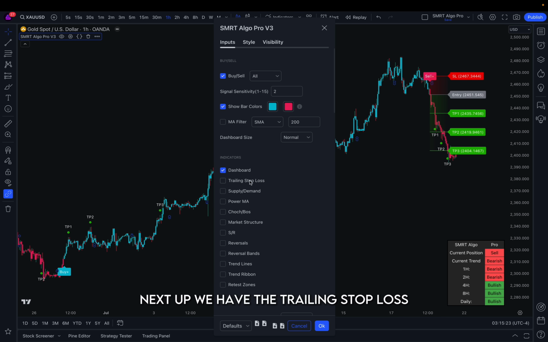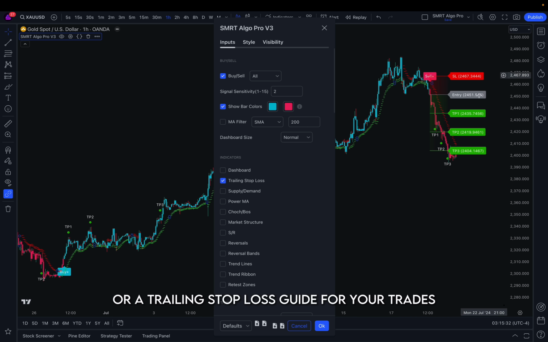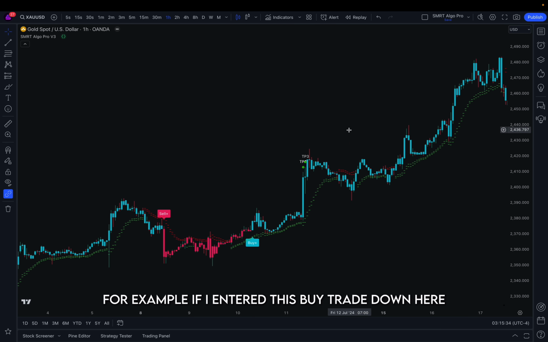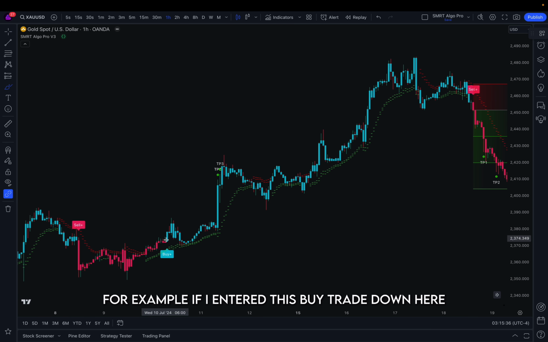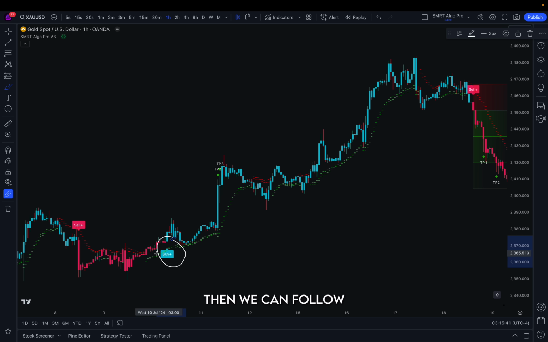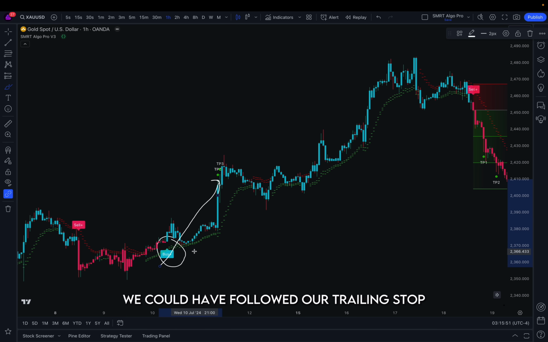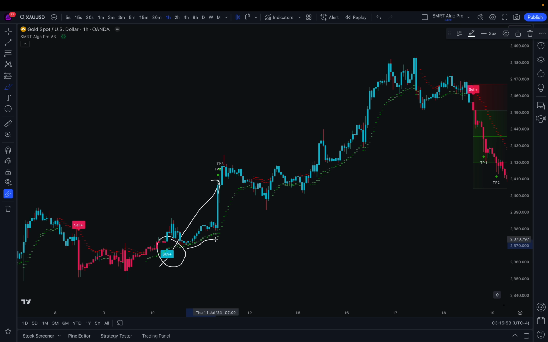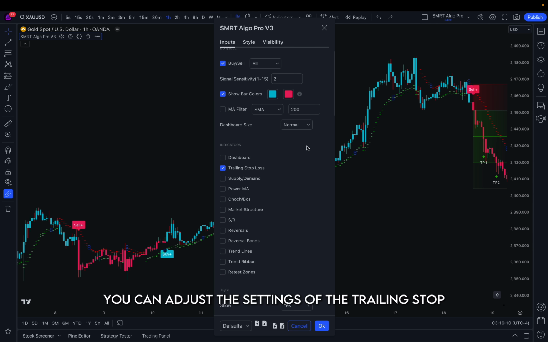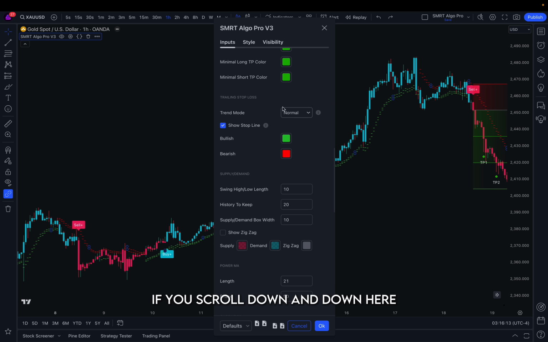Next up, we have the trailing stop loss. This is very self-explanatory. It acts as a trailing stop loss guide for your trades. For example, if I entered this buy trade down here, then we can follow any of the ranges given to us by the indicator. And as price continued to go up, we could have followed our trailing stop anywhere along here. You can adjust the settings of the trailing stop if you scroll down.